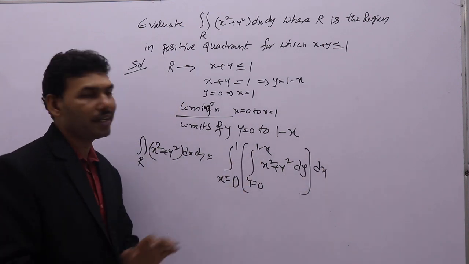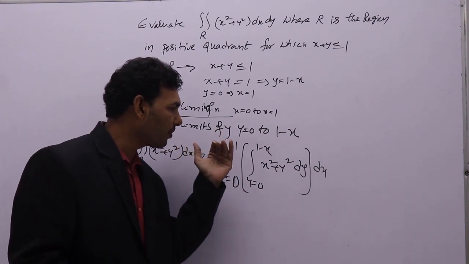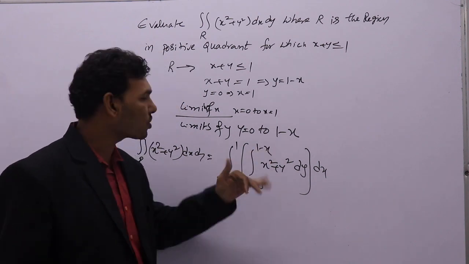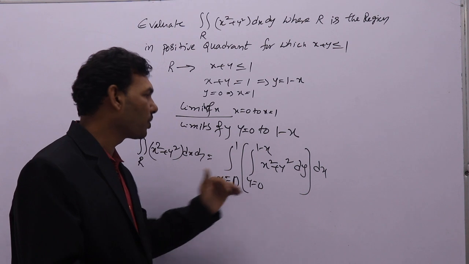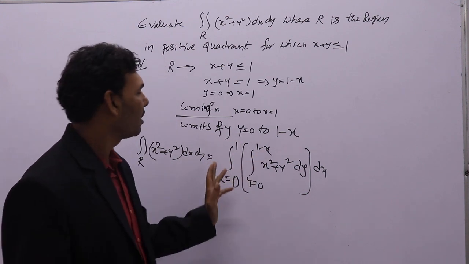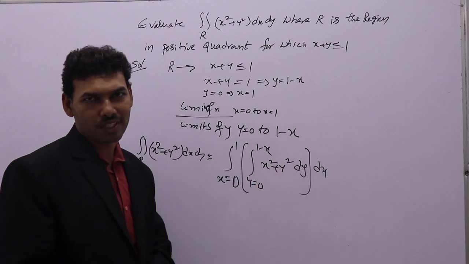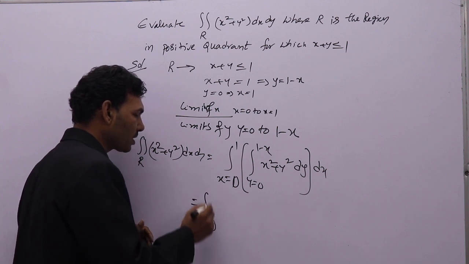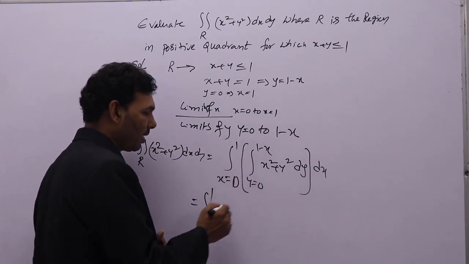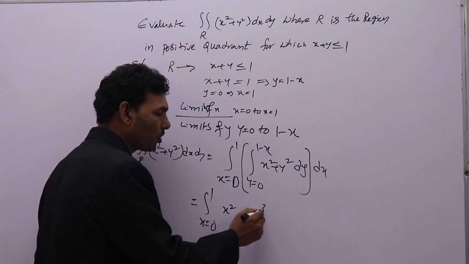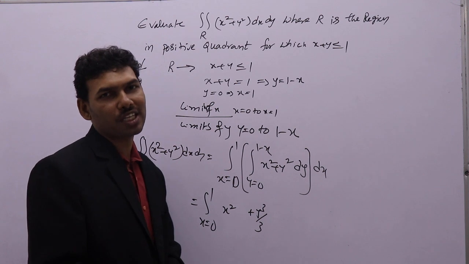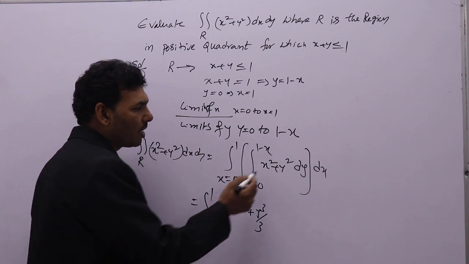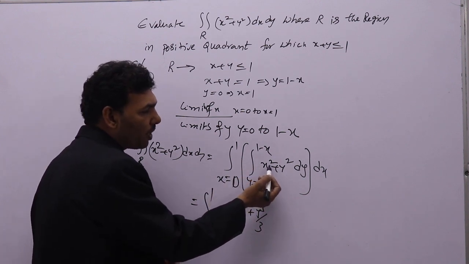Because y limits are in terms of x, first you need to integrate with respect to y, next with respect to x. Whenever y limits are in terms of x, first integrate with respect to y, then substitute limits, the total function will be in x, and then it is very easy to evaluate the remaining part with respect to x. That's why first integrate with respect to y. If you integrate, what happens? Integral x equal to 0 to 1, integral y square will be y cube by 3. I said while integrating with respect to y, treat x as constant, don't integrate x. So x square will be constant.